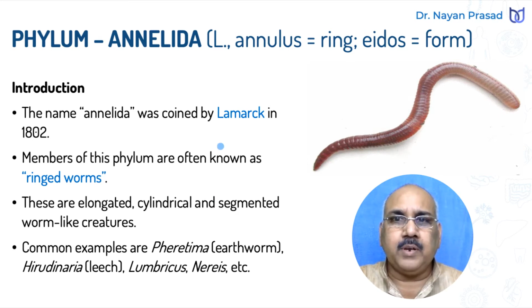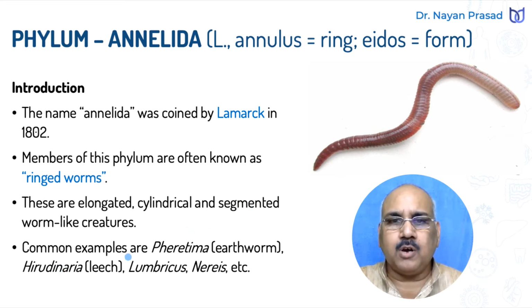Because this group includes elongated cylindrical animals. You can see in the diagram cylindrical body having several ring-like grooves. The grooves indicate segmentation of the body, and that's why these are called ringed worms. The name Annelida was coined by Lamarck in 1802 AD. Members of this phylum are often called ringworms because these have elongated, cylindrical, and segmented worm-like bodies.